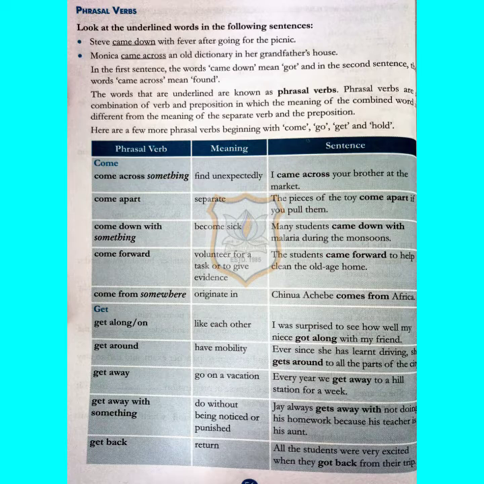Come down with something, that is known as become sick. Many students came down with malaria during the monsoons. Come forward, volunteer for a task or to give evidence. The students came forward to help clean the old age home. That is a task given to the students to clean the old age home. The next one is come from somewhere, that is originated from. Chinua Achebe comes from Africa. So these are the phrasal verbs that come under the category come.